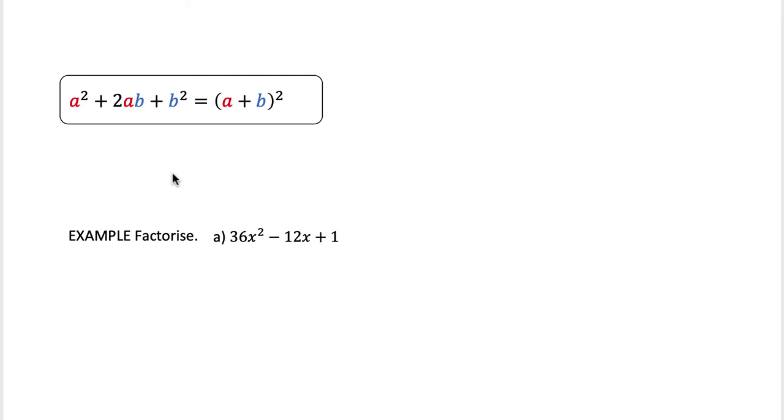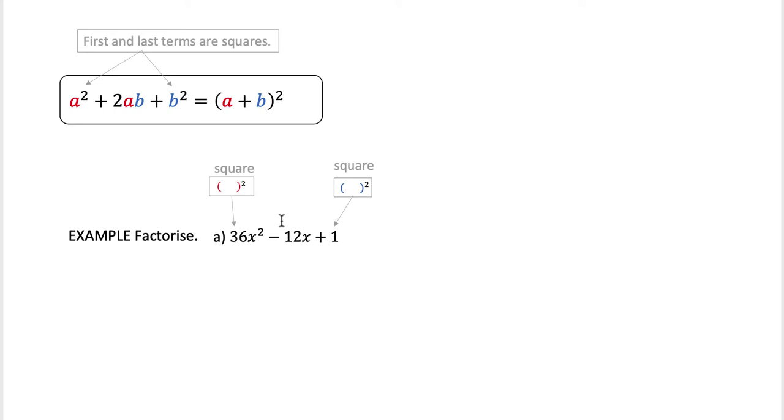Now, first of all, to be able to use this formula, you'll have to check that your first term and last term are squares of something. In our first example, let's check that. Let's ask ourselves whether 36x squared is a square of something. Well, it is a square of 6x because 6 squared is 36 and x squared is x squared.